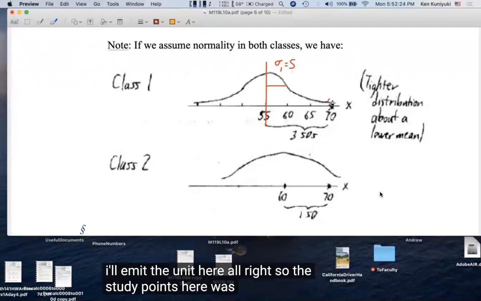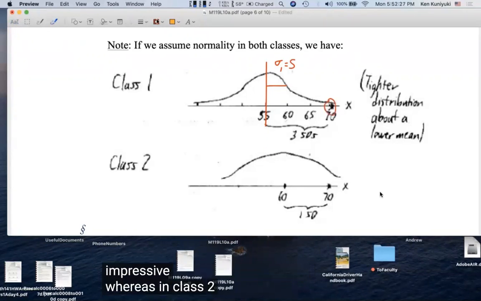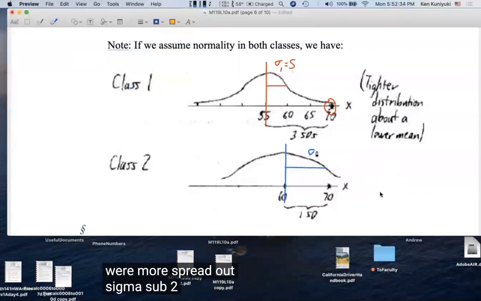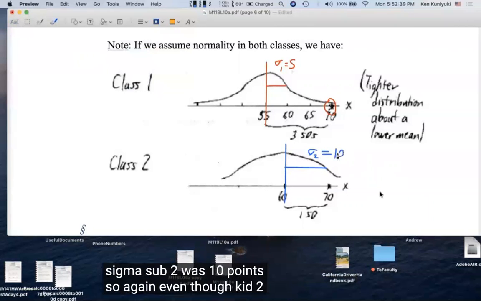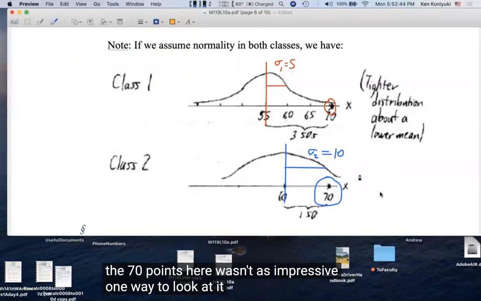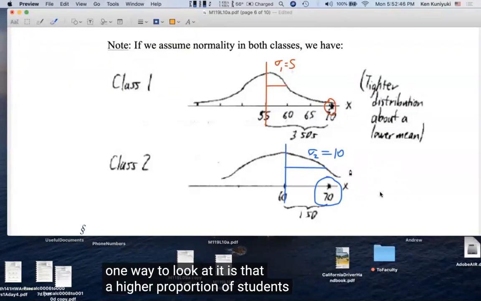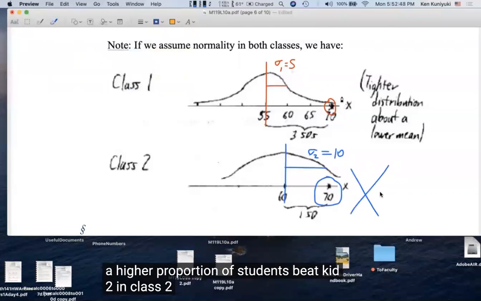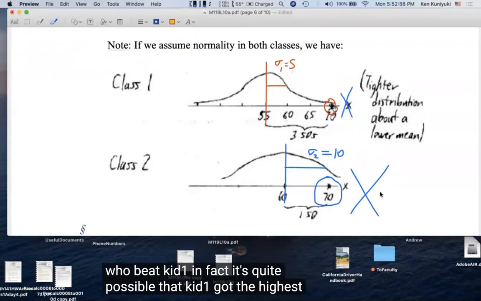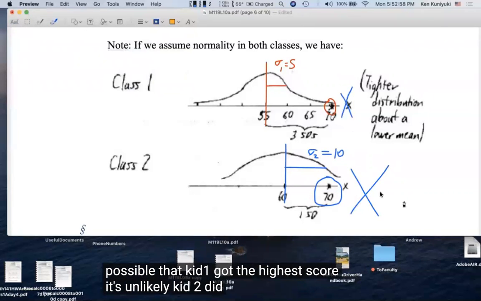So the 70 points here was much more impressive. Whereas in class 2, the mean was higher. The mean was at 60 points, and the scores were more spread out. Sigma sub 2 was 10 points. So again, even though kid 2 did beat the mean, the 70 points here wasn't as impressive. One way to look at it is that a higher proportion of students beat kid 2 in class 2 than the proportion of students in class 1 who beat kid 1. In fact, it's quite possible that kid 1 got the highest score. It's unlikely kid 2 did.